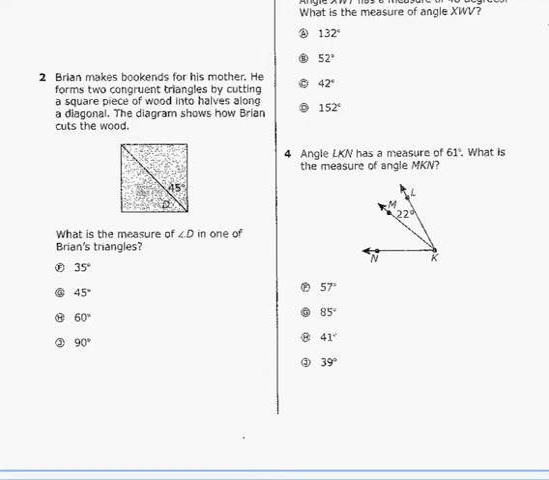Brian makes bookends for his mother. He forms two congruent triangles by cutting a square piece of wood into half along a diagonal. The diagram shows how Brian cut the wood. What is the measure of angle D in one of Brian's rectangles? F, 35 degrees, G, 45 degrees, H, 60 degrees, or J, 90 degrees?